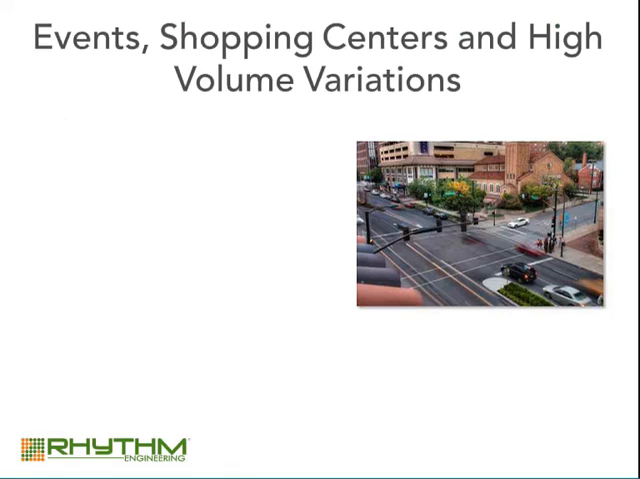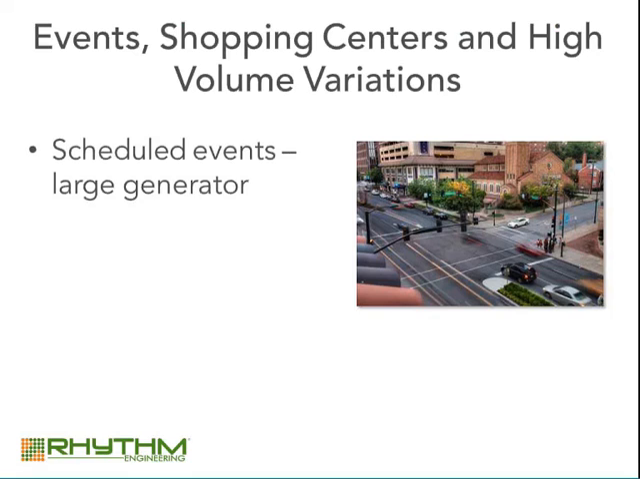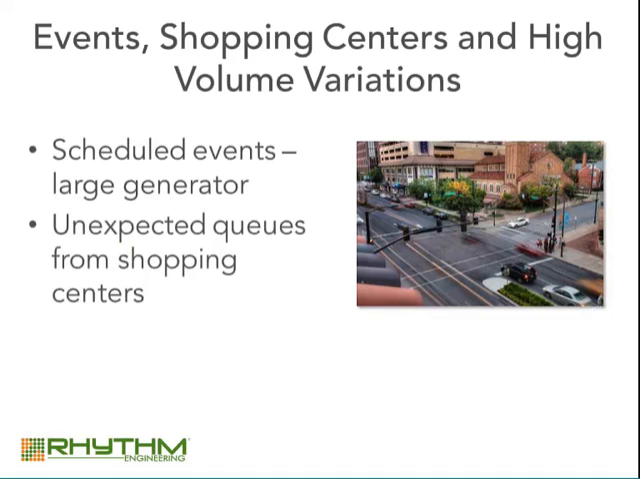Another challenge we face is how to handle corridors with variable flow rates. These may be from scheduled events from a large generator, such as a sporting event, unexpected queues from shopping centers, and corridors with very heavy and variable mainline volumes.